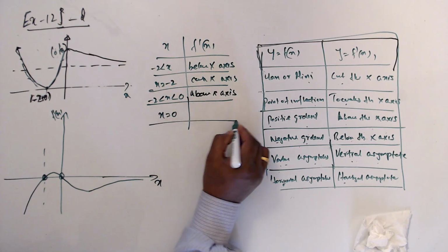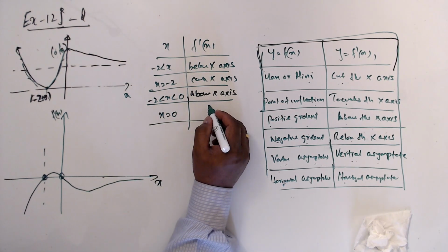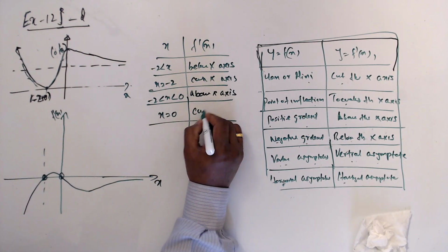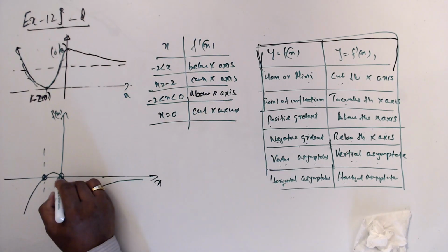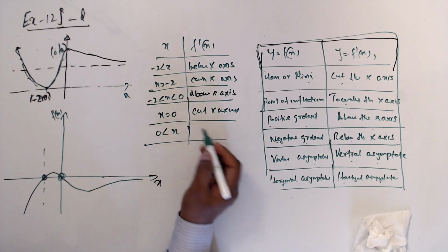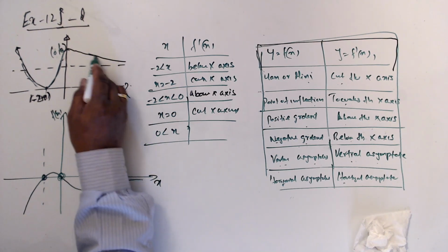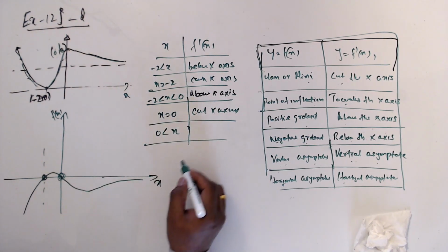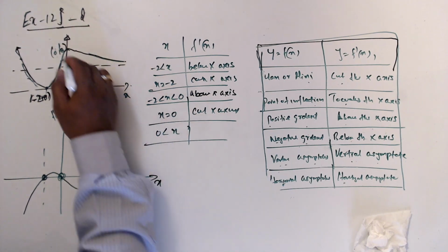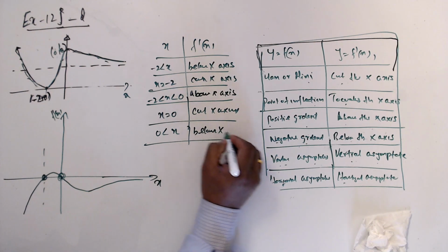X equals 0 is a maximum. Then when it is a maximum, what will happen? X equals 0 maximum, cuts the x-axis. That's why I put the circle here. And then greater than 0, negative gradient. Can you say it is negative gradient, below the x-axis?